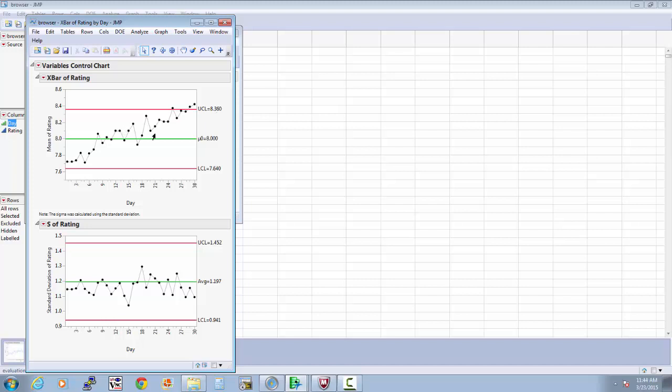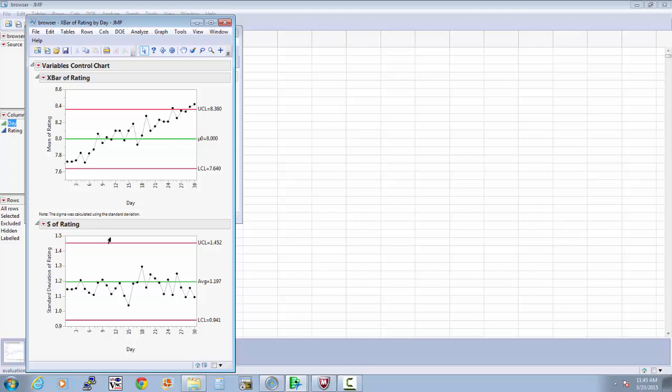So when I look at this X-bar chart, I would note that there is a very strong trend in the context of the problem. Browser ratings are increasing over this time period, and formally it moves outside the upper control limit at the end, so we're going to call it the process not in control.